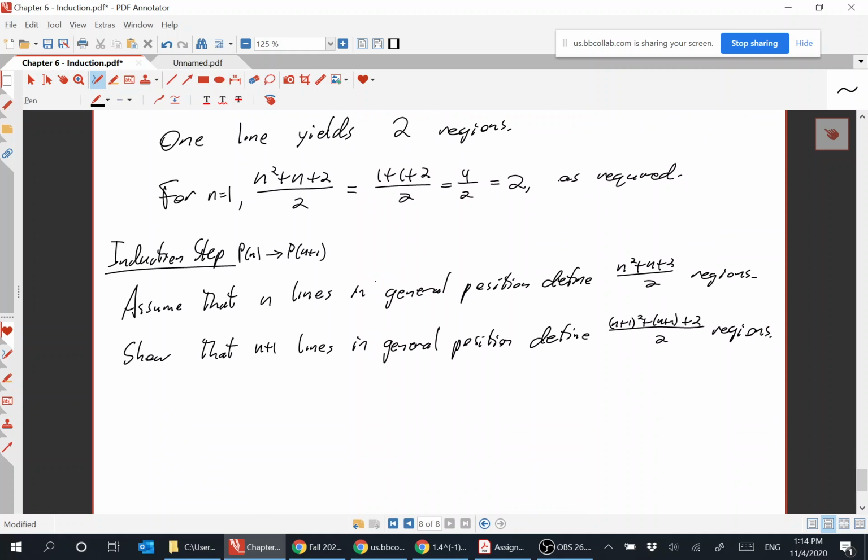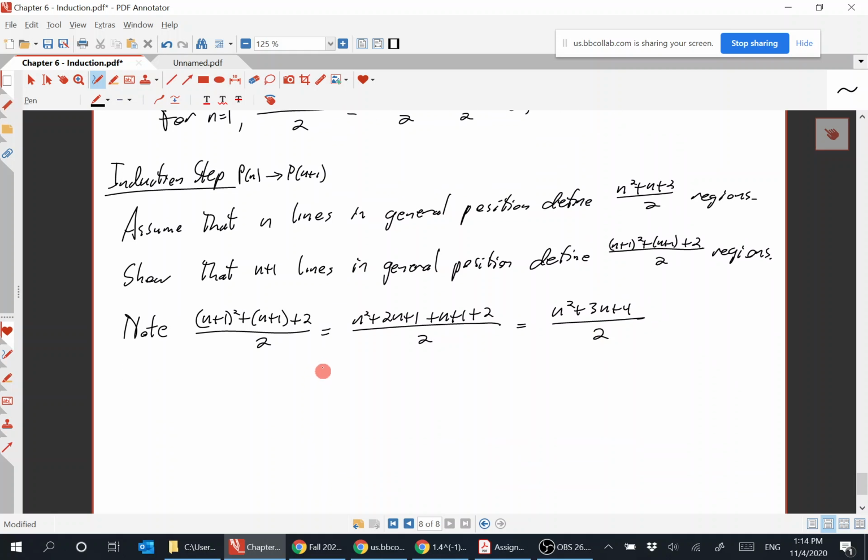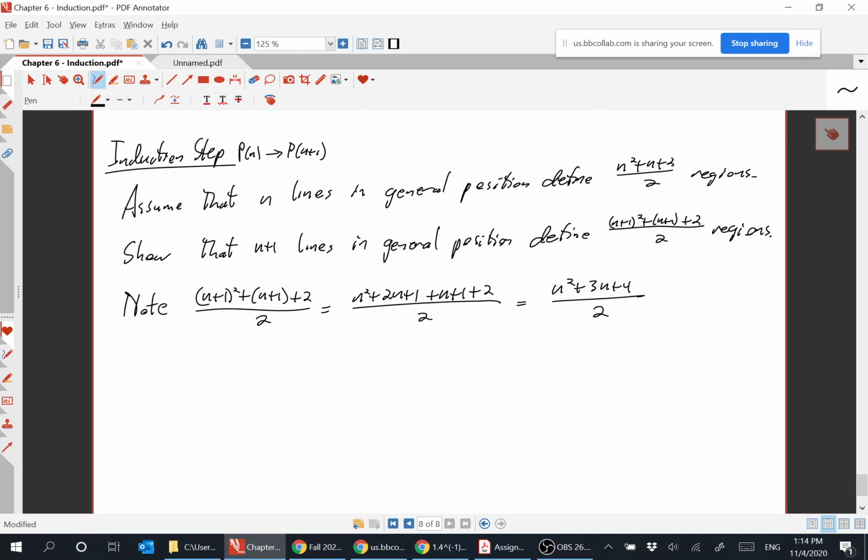Before proceeding any further, let's simplify this expression. (n squared plus 2n plus 1 plus n plus 1 plus 2) over 2 is equal to (n squared plus 3n plus 4) over 2. So the number of regions we'll be looking for is going to be that.